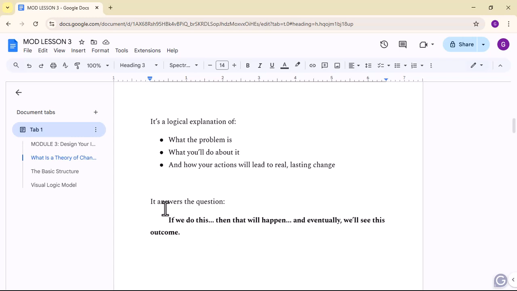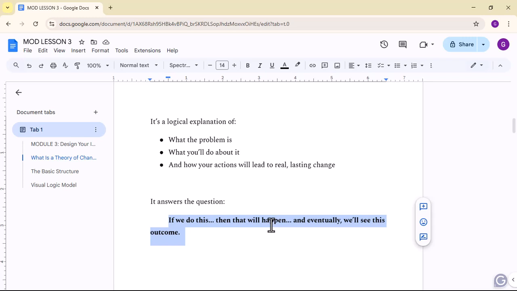So in its basic terms, the theory of change answers this question: if we do this, that is what you want to do about the problem, then that will happen. That is the result, and eventually we'll see this outcome.